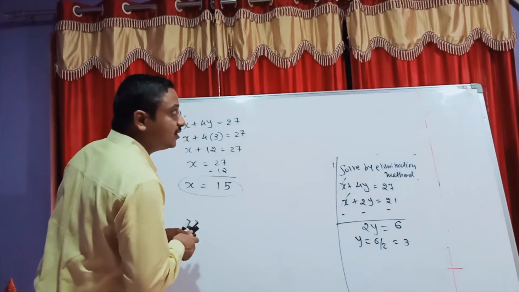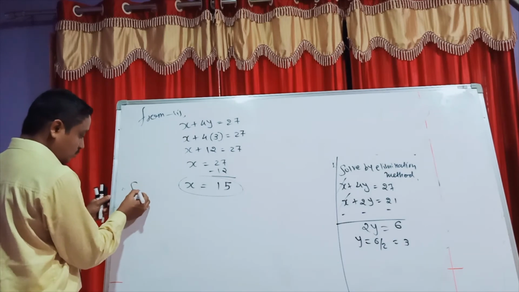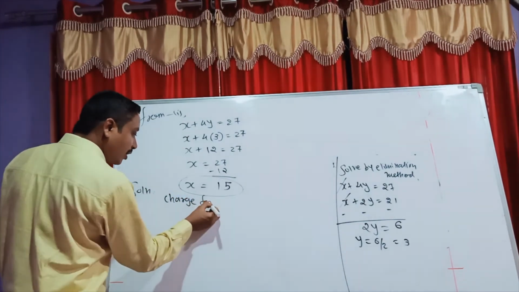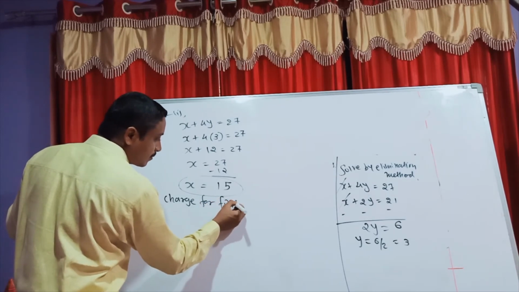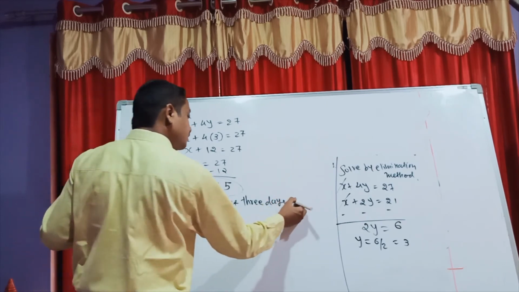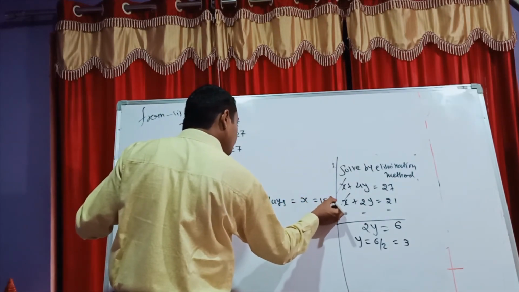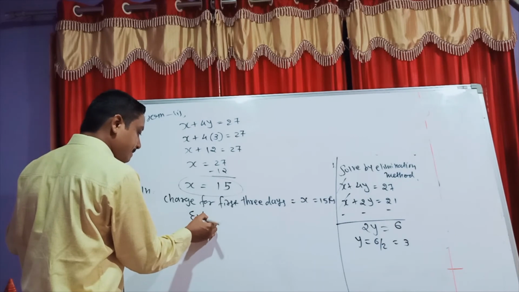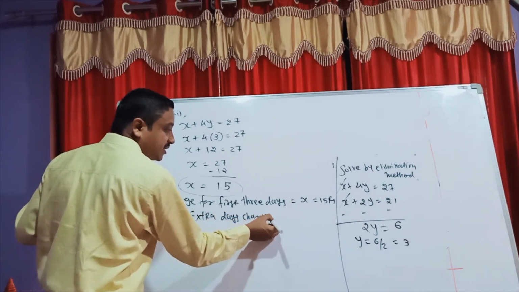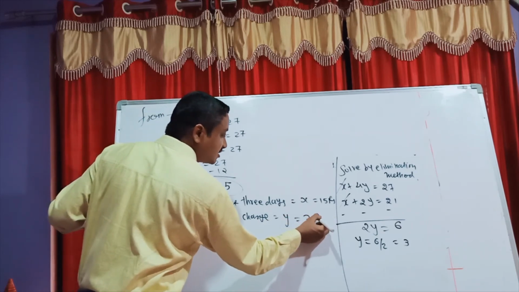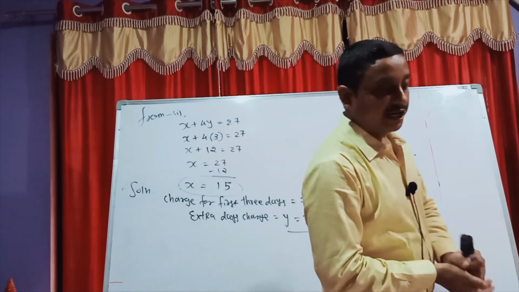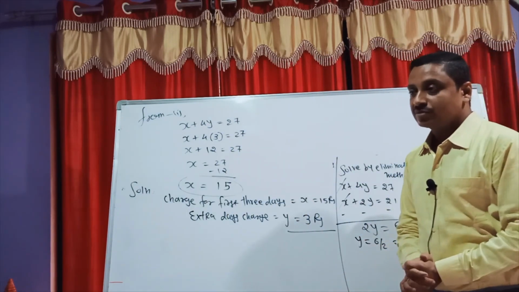It means finally done here. Therefore, my solution: the charge for the first 3 days, I mean the fixed charge, is 15 rupees, and the extra days charge, which means the additional charge. What is the additional charge? 3 rupees. That's the way to solve this numerical.